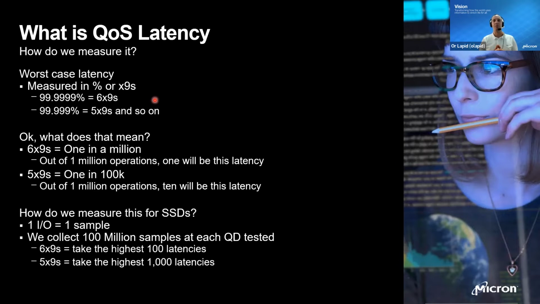So how do we measure this for SSDs? We run an FIO sweep on Q depth and take 100 million samples for each Q depth test. 6 nines latency will be the highest 100 latencies we measure in the test. 5 nines latency will be the highest 1000 latencies we measure in the test.